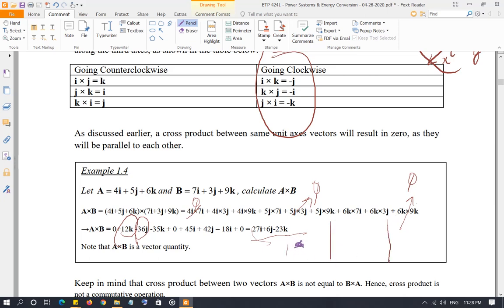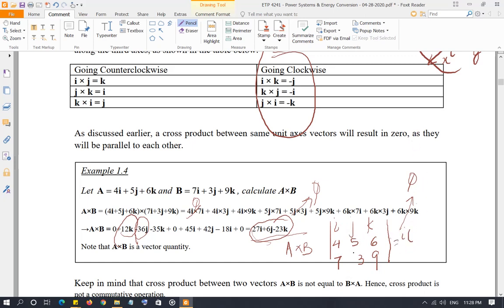So if you're doing A cross B, all you have to do is create the 3 by 3 determinant, put i, j, k in the first row, then the vector A, 4, 5, and 6, and then B, 7, 3, and 9. And then when you carry out the determinant of this, you're going to get this result. So this is actually an easier way to carry out the cross product. Okay, and you do it, and then you will observe. I can do it real quick actually.